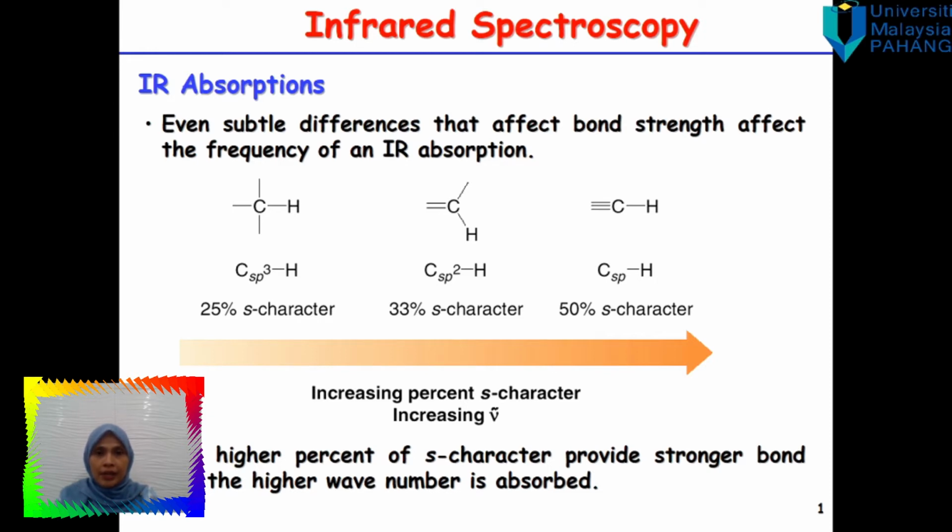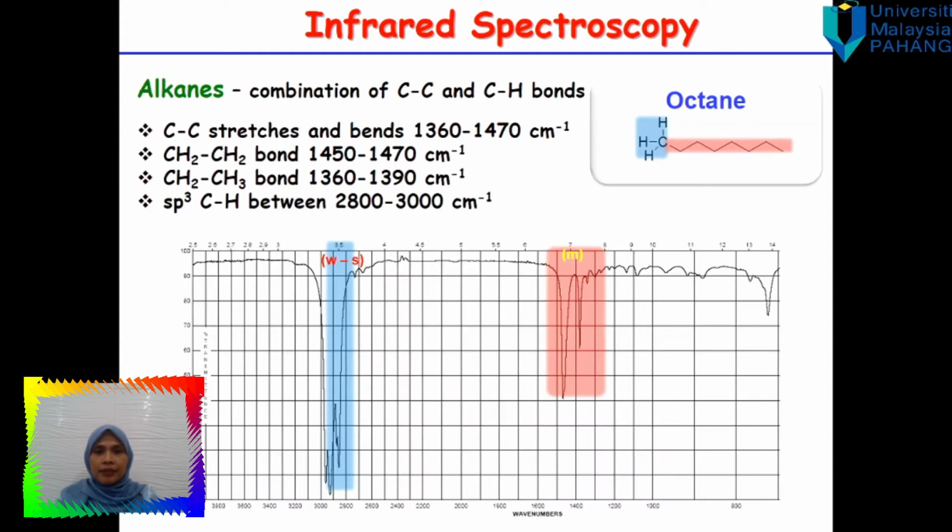For the IR absorption from the previous lesson, we know that the bond strength affects the frequency of IR absorption. For example, with s character, a single bond C-sp3 is followed by the s character increasing to 50% for the C triple bond. So when the percent of s character increases, the wave number also increases. The higher percent of s character provides a stronger bond, and a higher wave number is absorbed. This is the refreshment for the previous lesson.